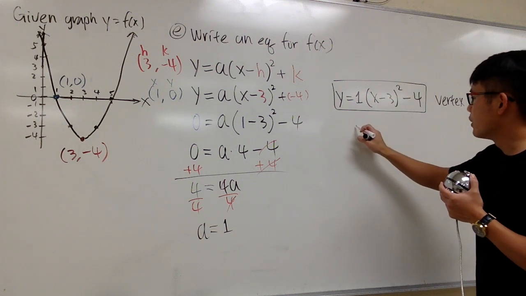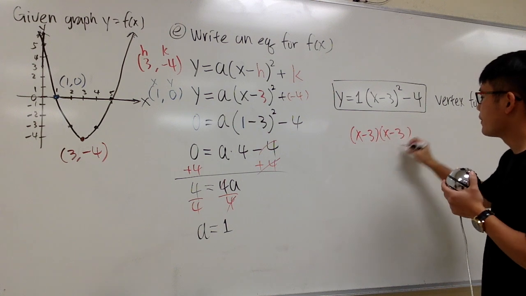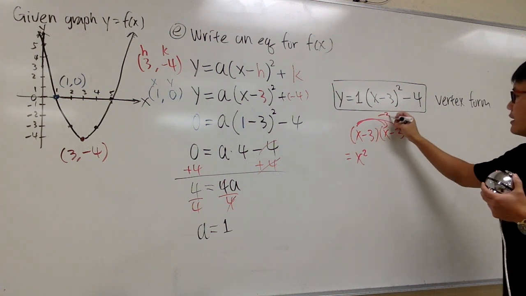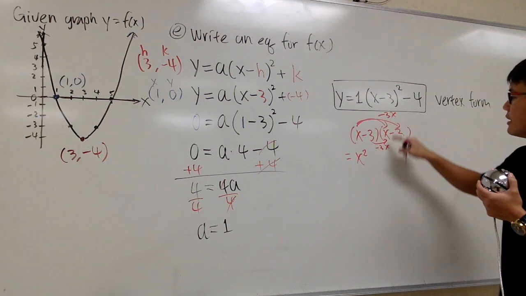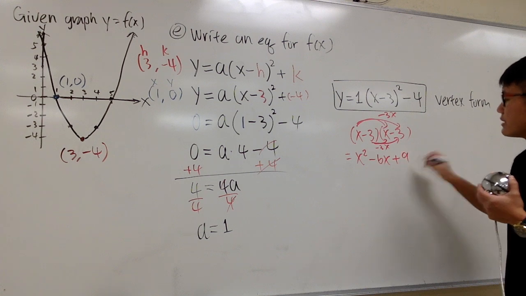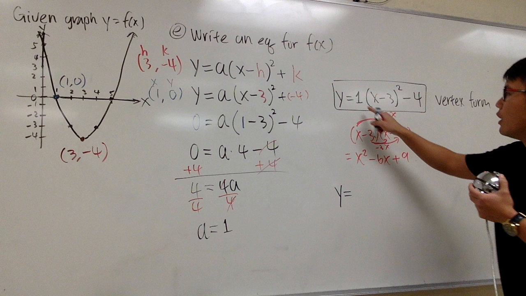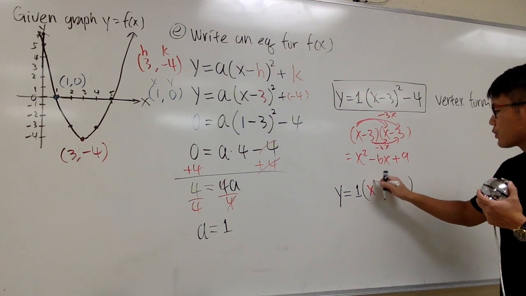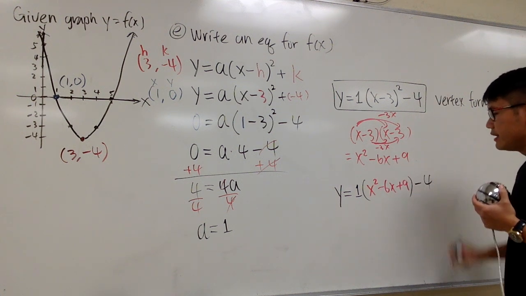Do the power first. So we will have x minus 3 squared, which is just x minus 3 times x minus 3. And we see x times x gives us x squared. x times -3, that's -3x. -3 times x, this is another -3x. This and that together give us -6x. At the end, -3 times -3 gives us +9. So we see this is going to be y is equal to 1 times this, which is going to be just that, right? x squared minus 6x plus 9. And then we have the minus 4 at the end.